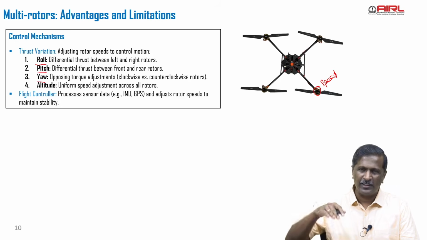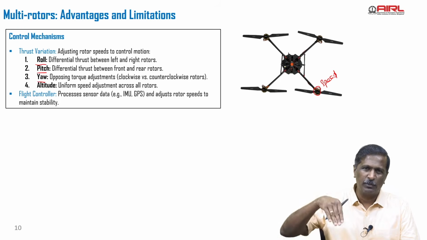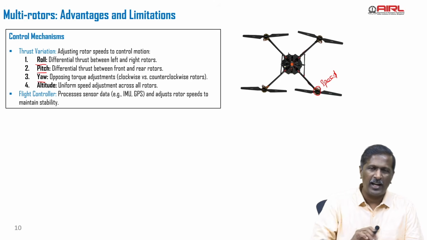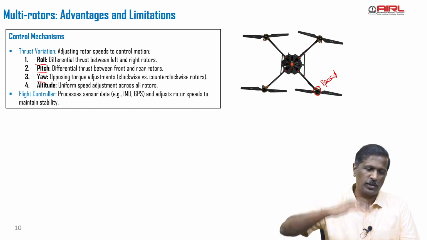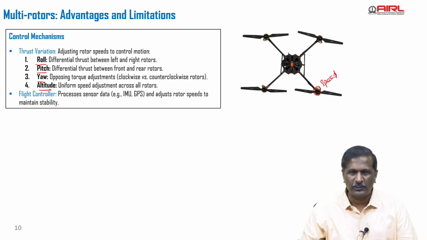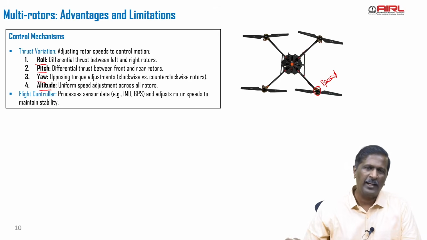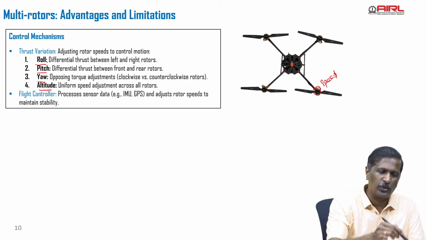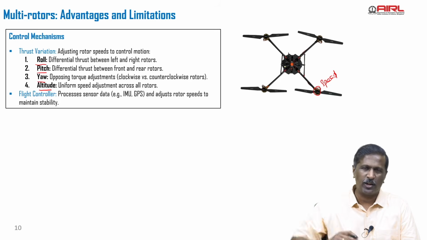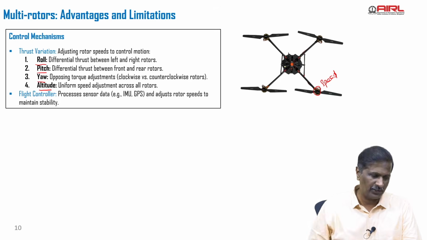You can pitch, which is basically moving forward and backward, right? Yaw is about spinning about the z-axis, and you can vary the height of the drone also. That's what we call altitude, right? By controlling the thrust produced by each individual motor propeller system, I can control the drone in rotation in all three axes, and also control the height of operation, right?